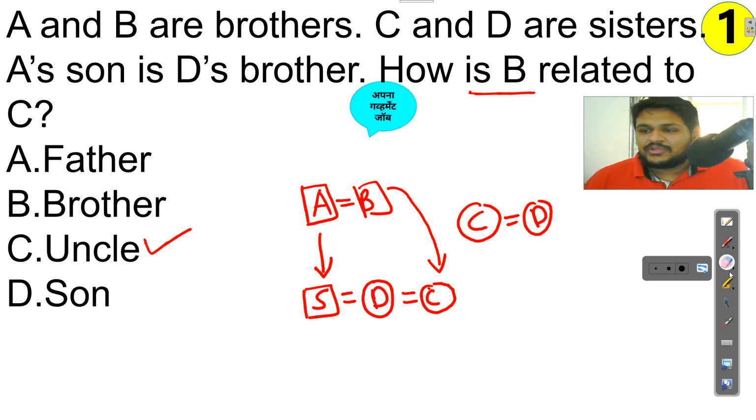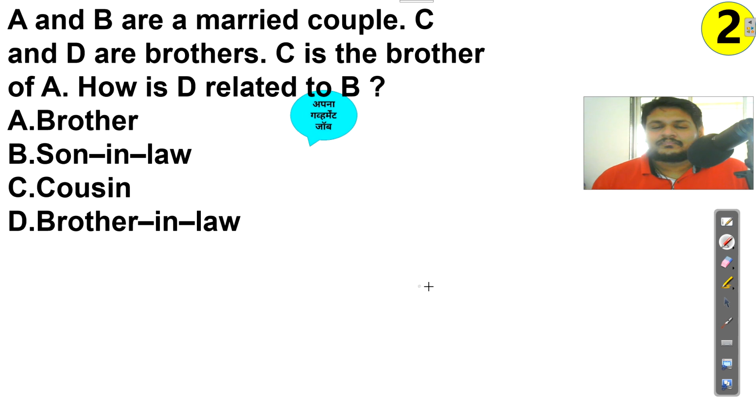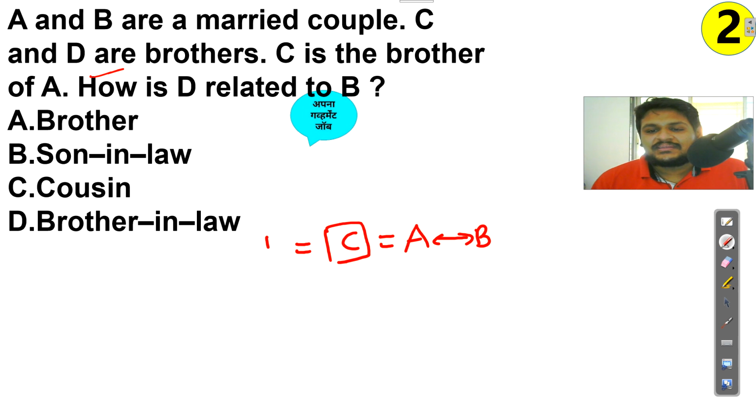Okay, see question number 2 now. A and B are a married couple. C and D are brothers. C is a brother of A. So what is given? That A and B are a married couple. So for a married couple we are using this. We don't know now whether A is husband or wife, so we will keep it as it is. C and D are brothers, and C is the brother of A. So C is the brother of A, and C and D are brothers, so it is like this.